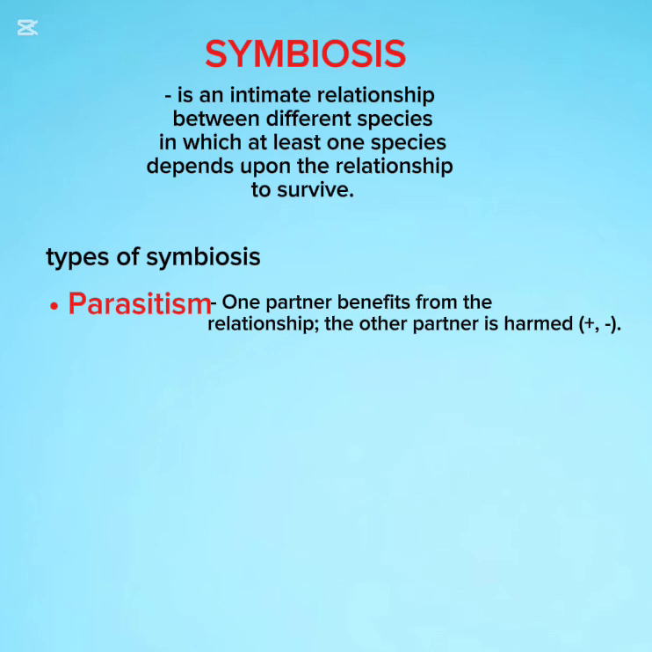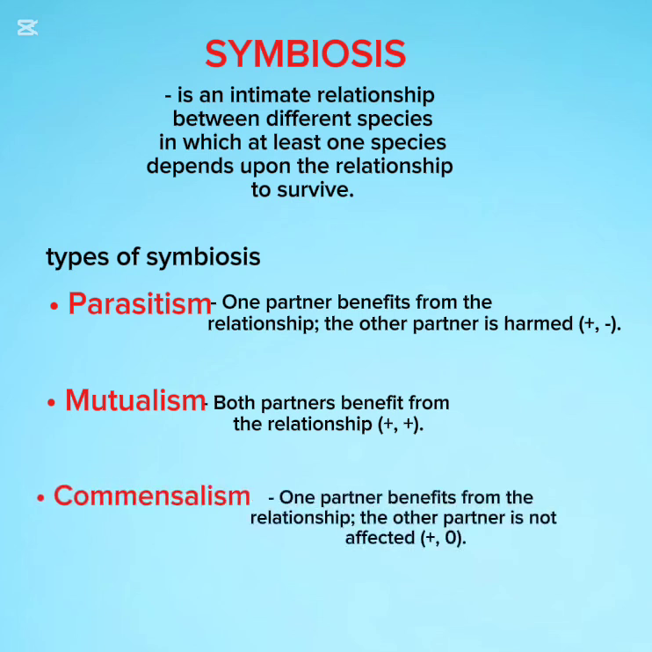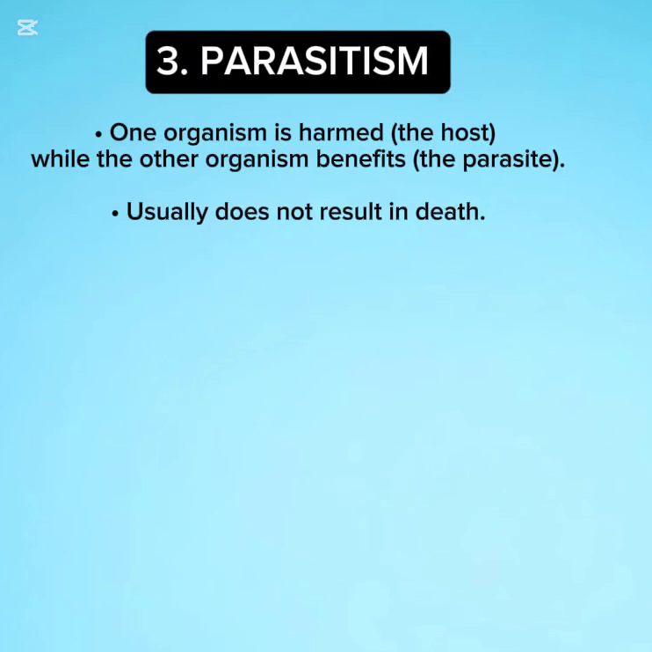One partner benefits from the relationship, the other partner is harmed. So mutualism, both partners benefit from the relationship. So commensalism, one partner benefits from the relationship, the other party is not affected. So parasitism, one organism is harmed, the host, while the other organism benefits from the parasite.